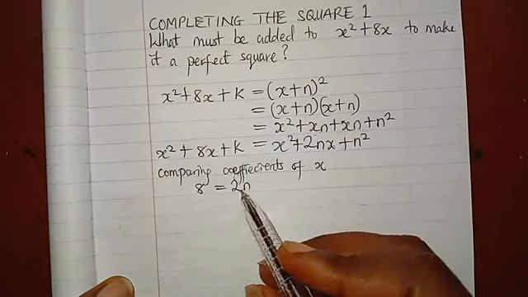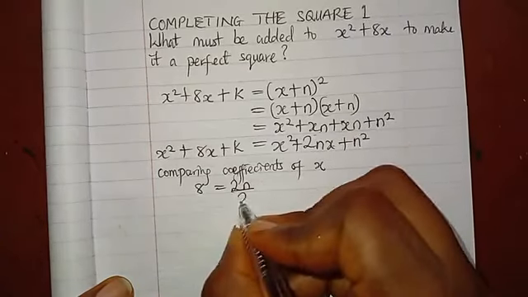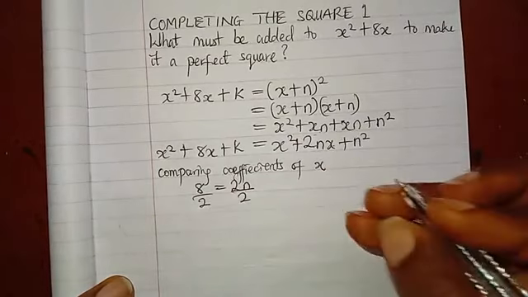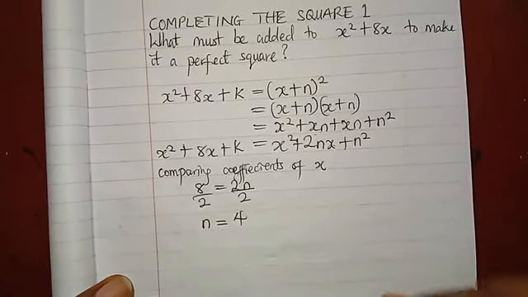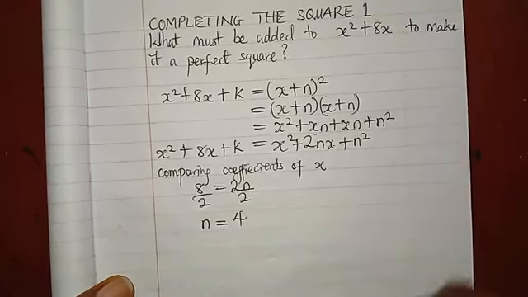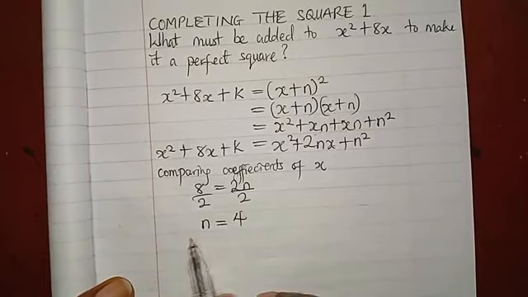For us to get this number n, we have to divide both sides by 2. When we do that, we are going to find that n is equal to 4. Okay, we found that n is equal to 4.